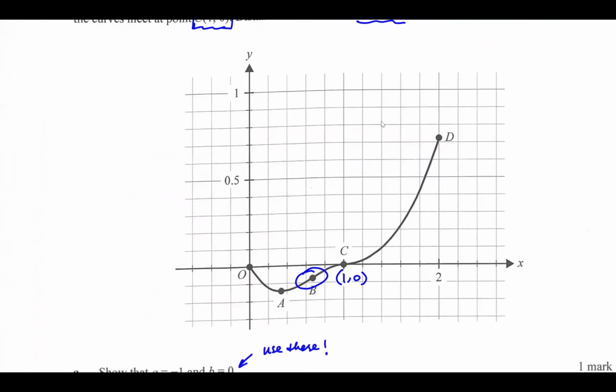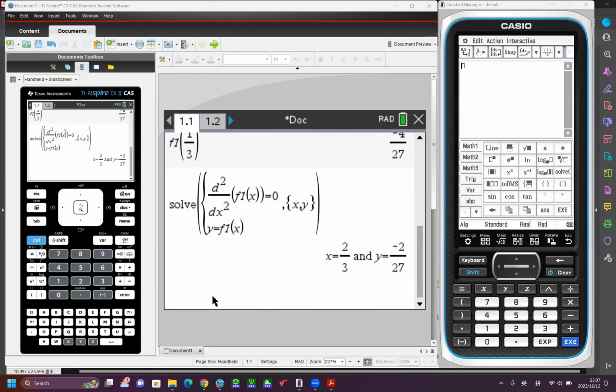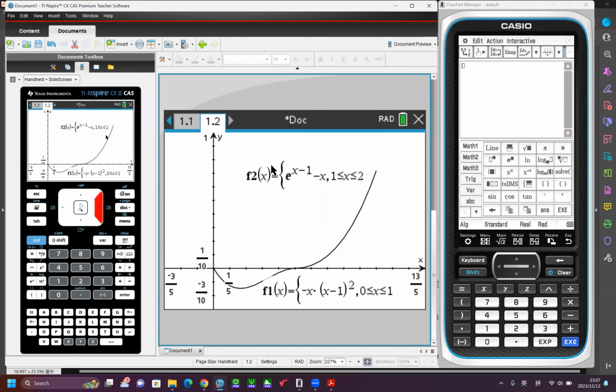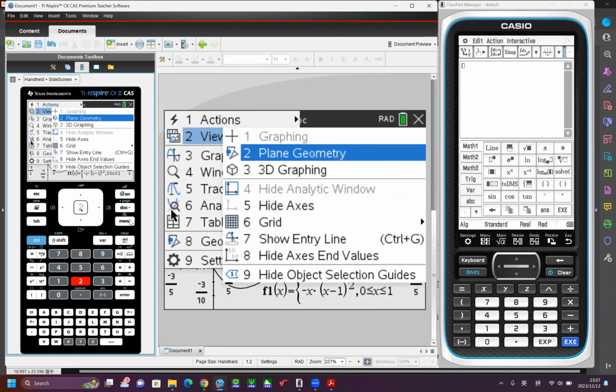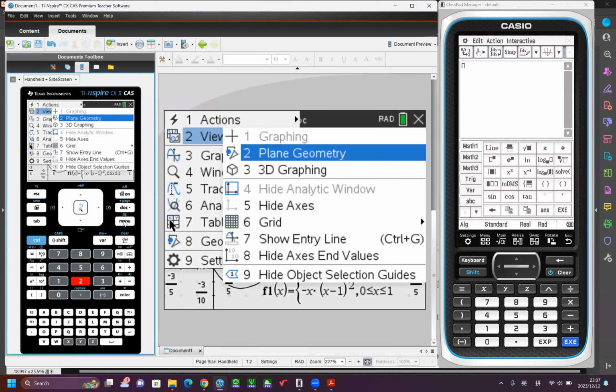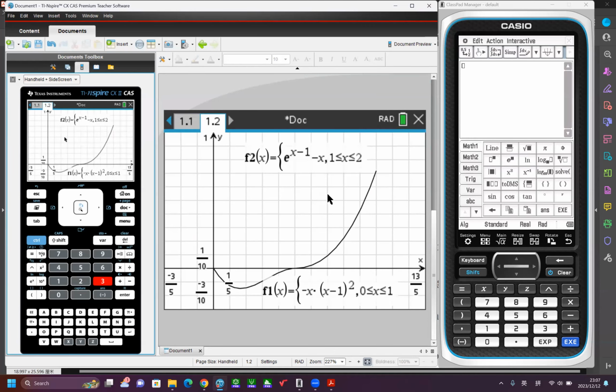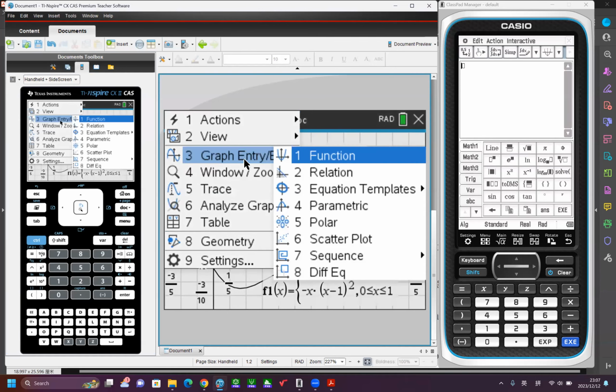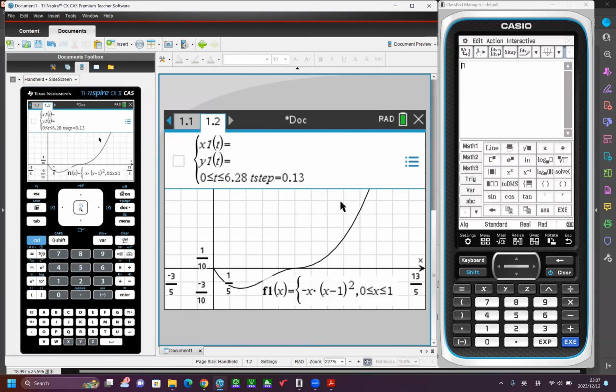Before we sketch, we actually need to use the same viewing window on the CAS calculator. So let's have a look at the previous viewing window. Okay, so pretty much that's what we have now. We can add in some grids, menu 2, 6, 2. All right. We can also get a menu 2, 6, 3 lined grid. That looks better. But before we plot, we need to go to menu, graph entry, parametric.